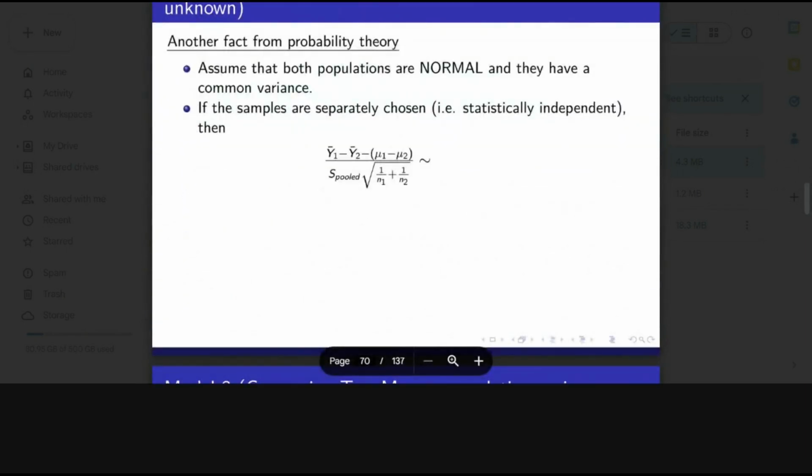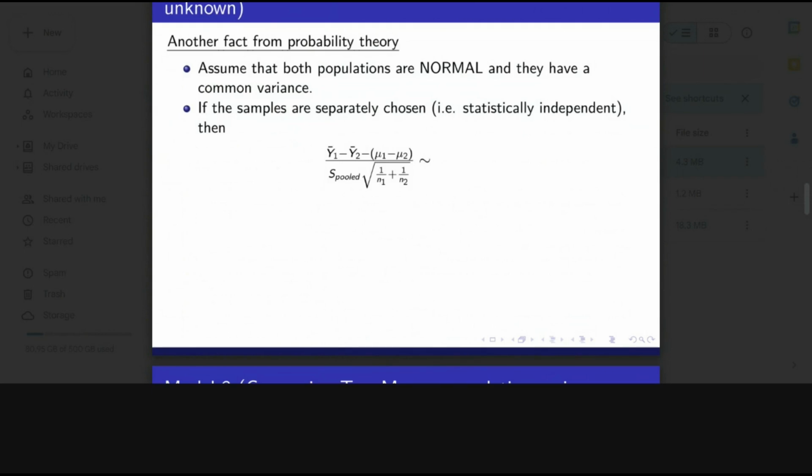Now, here is a result, and this is new for today. A fact from probability theory. If the samples are independent, you see, not only must each sample have data that are independent, the two samples are also independent. So there's independence at every level. First of all, within the population, everything is independent. The two populations themselves are independent. So a lot of independence is needed.